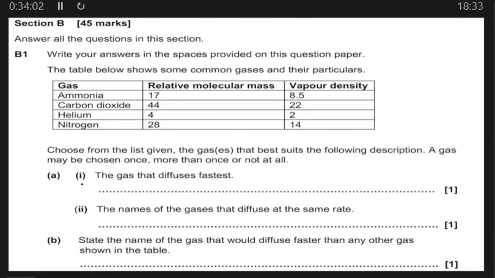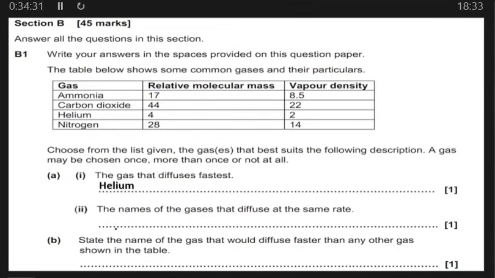A gas may be chosen once, more than once, or not at all. So A1 says the gas that diffuses fastest. The gas that diffuses fastest in here must have the lower vapor density and also lower relative molecular mass. So in this case, it will be helium.